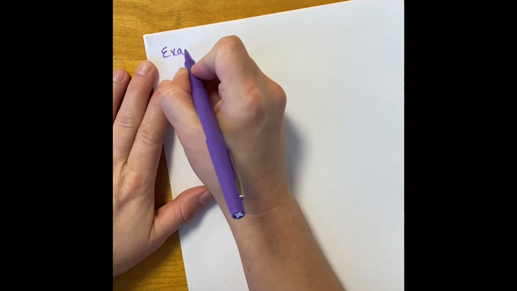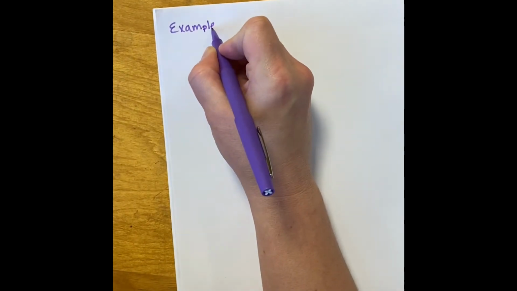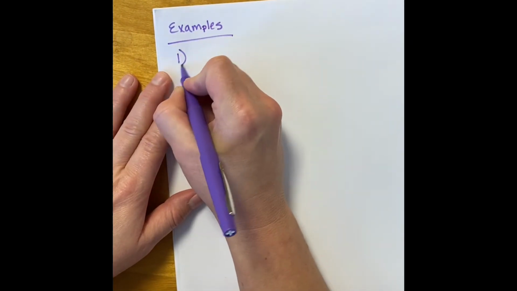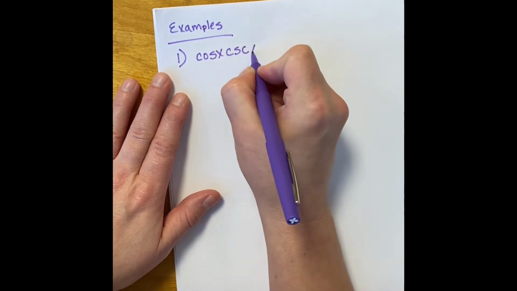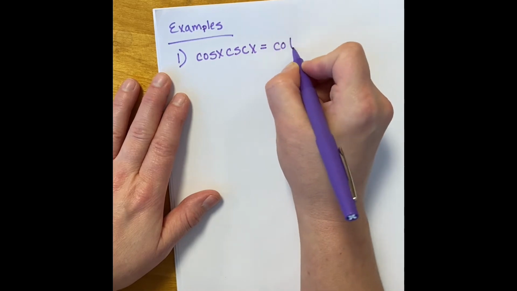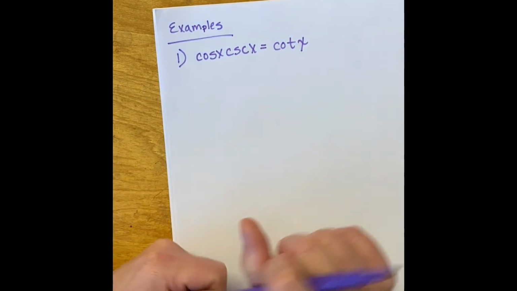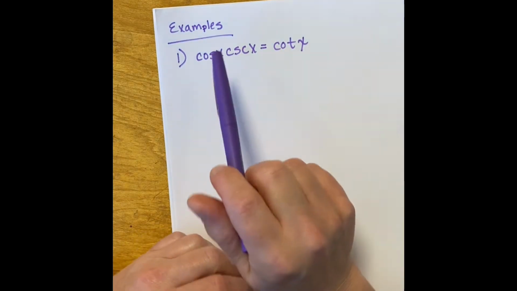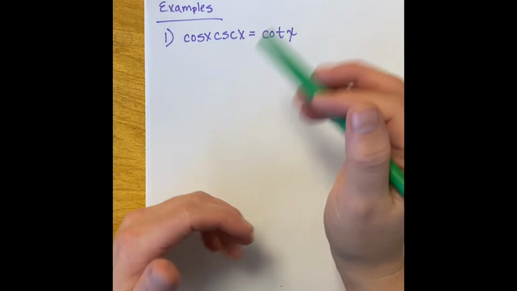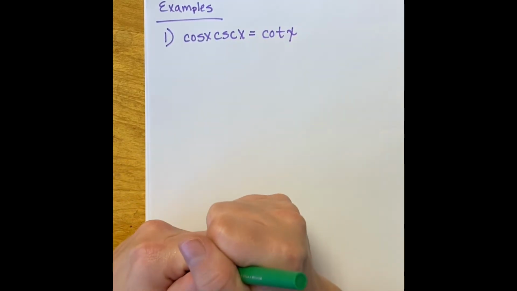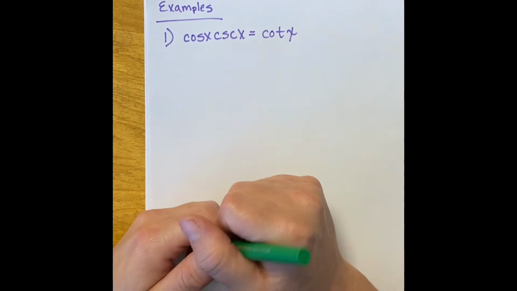Oh, I need more room. All right, number one. Oh, that paper's dirty. All right, for the first one, we've got cosine x, cosecant x, and cotangent x. So we have this equation, and we want to prove that this is true. And to prove that this is true, we're going to manipulate one side to make it look like the other. So this one's pretty simple. It's just cotangent of x.